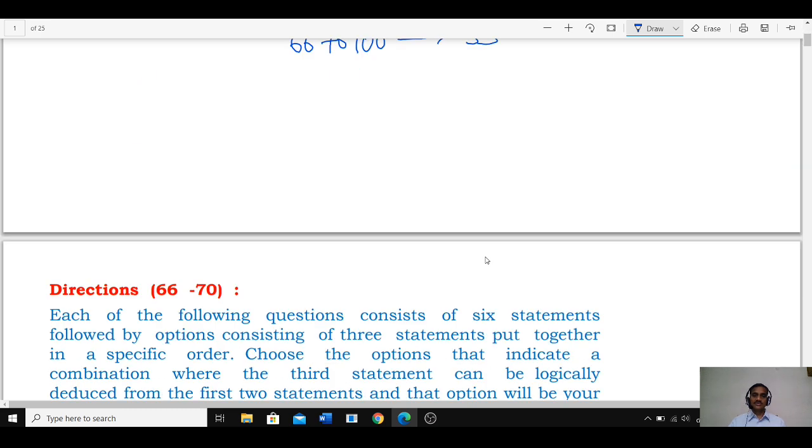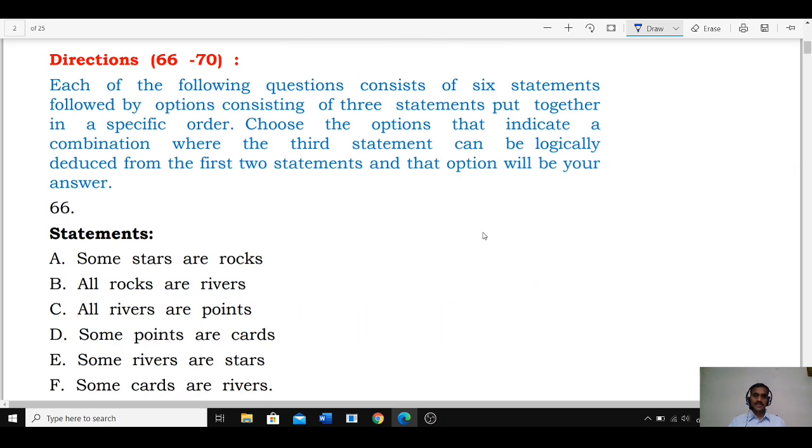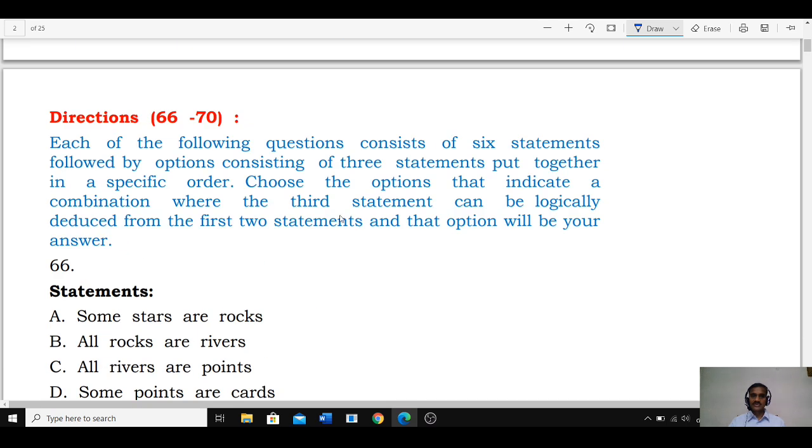Then coming to question number 66 to 70. Now this 66 to 70 comes under which category? Syllogisms. Now in this syllogisms, first go through the directions once. Each of the following questions consists of 6 statements, followed by options consisting of 3 statements put together in a specific order. Now, this is the fourth model we have discussed in our syllogisms.